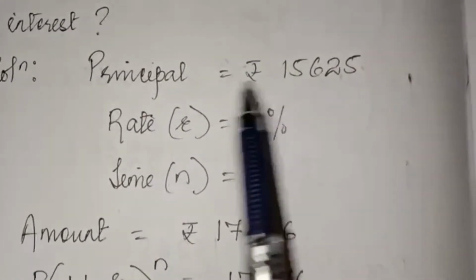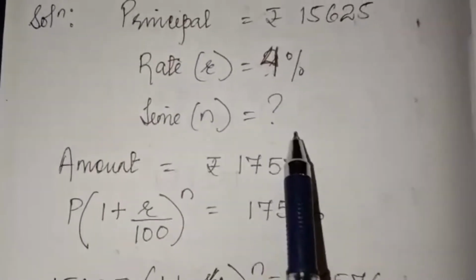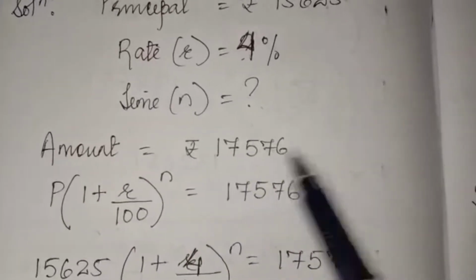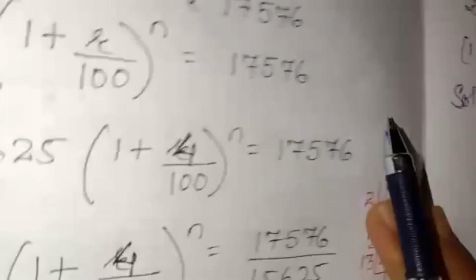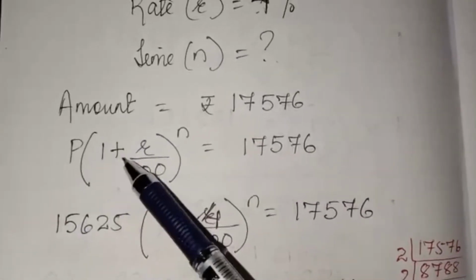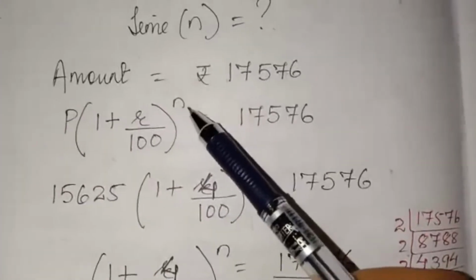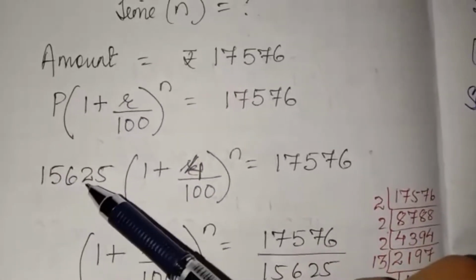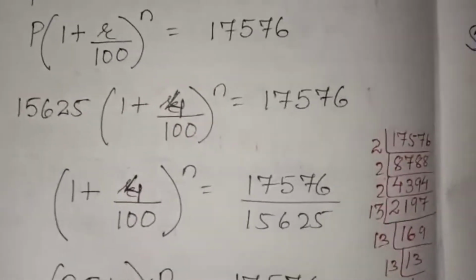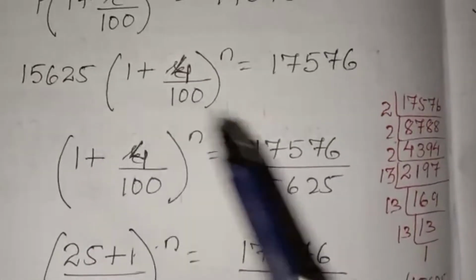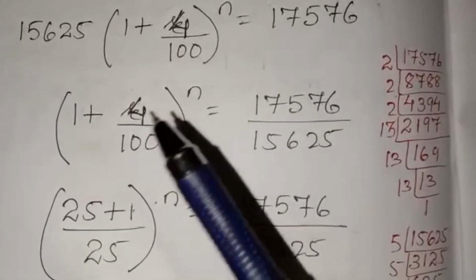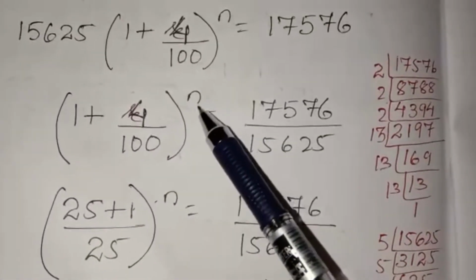So principal is given, rate is given, time is asked in the question, and amount is given, 17,576. So here it is calculated annually. So you have to use this formula P(1 + R/100)^n. P is 15,625, R is 4. After that, this 15,625 will go to the right hand side. It will divide here. Now see, we need to find the value of n.